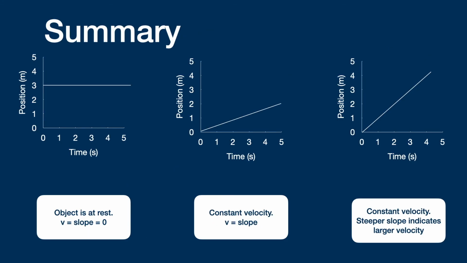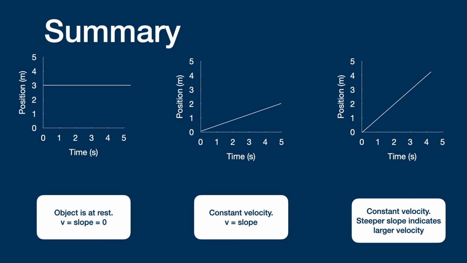All right. So on this page, we're just going to summarize different types of graphs that we might see for position versus time. So the first graph, the object is at rest. The position doesn't change as time changes. The slope of the graph is 0, so velocity is 0.